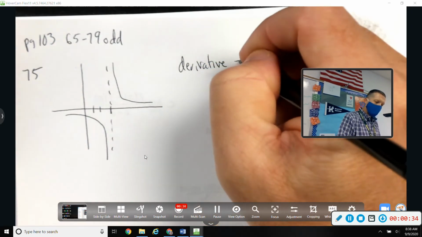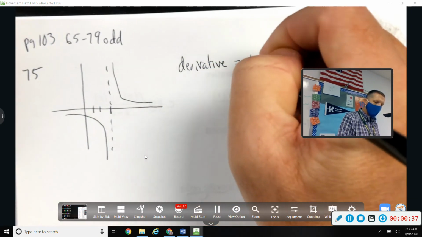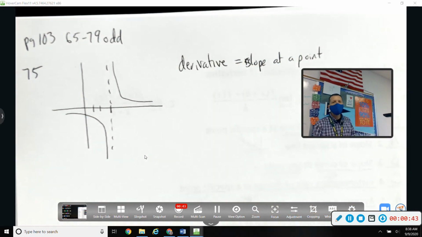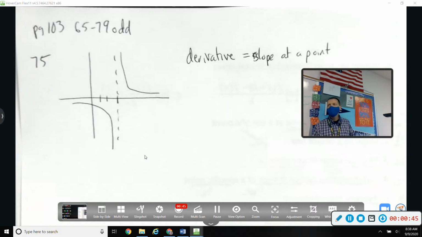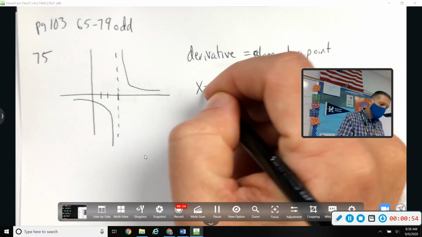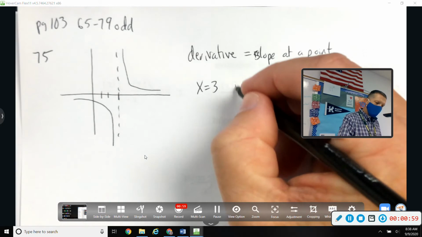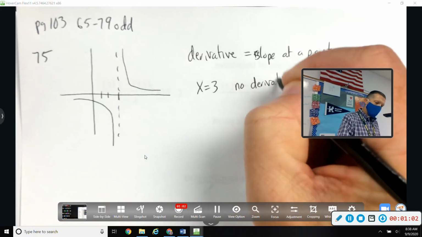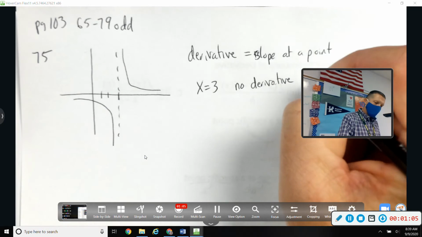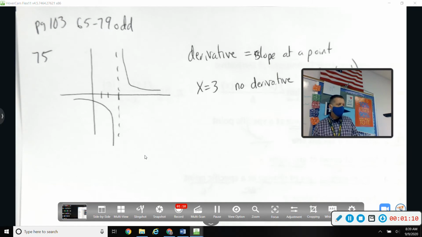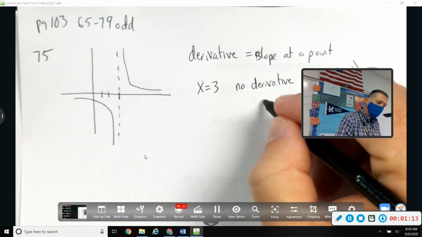So derivative means slope at a point, or slope of a tangent line at a point. Well, if there's not a point there, then I can't find a derivative there. So at x equals 3, there is no derivative because there is no function. A better way to say that is because it's not continuous.